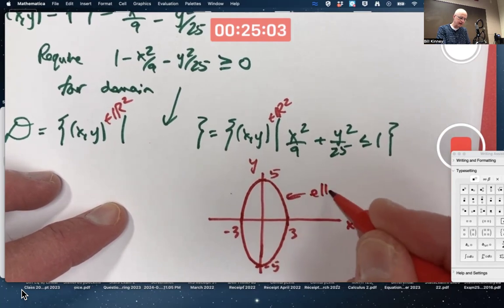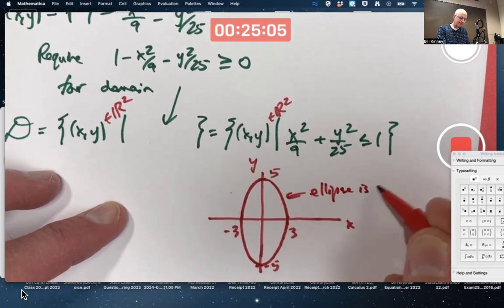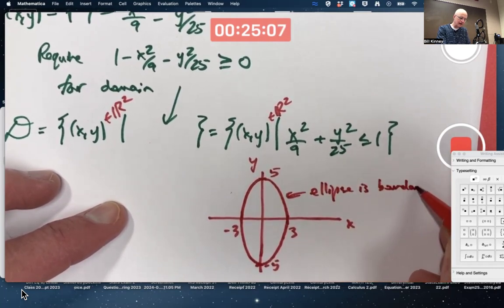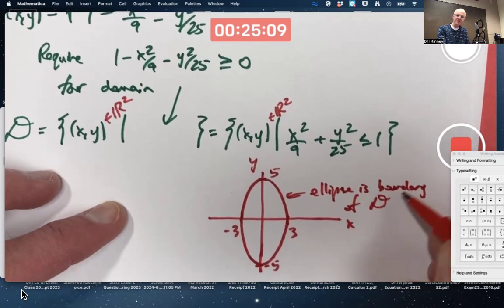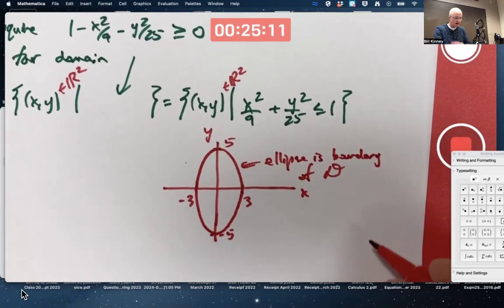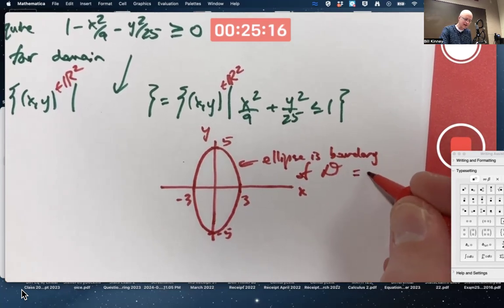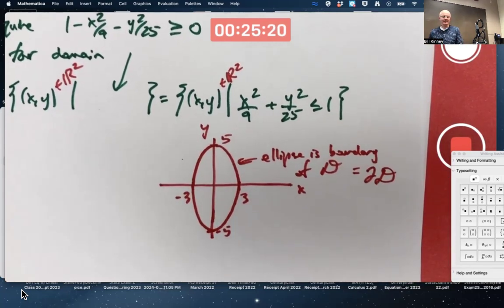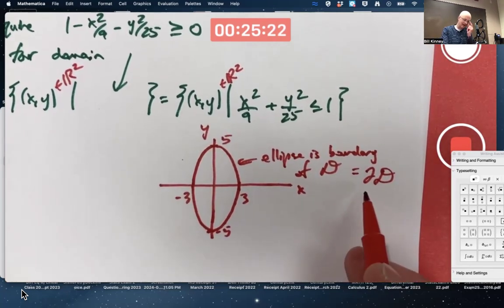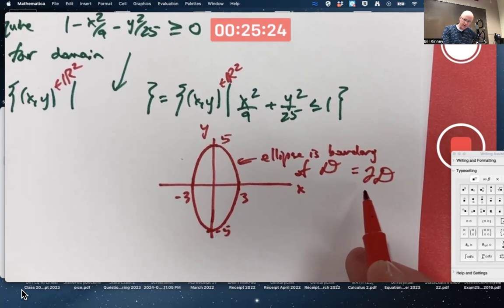The ellipse is the boundary of D. There's a somewhat common notation for the boundary of D that makes it look like a partial derivative of D. So there I'm using the del, curvy D symbol, whatever you want to call it, the partial derivative symbol, as if I'm taking a partial derivative, but I'm not actually. It's just a special symbol for the boundary of D.